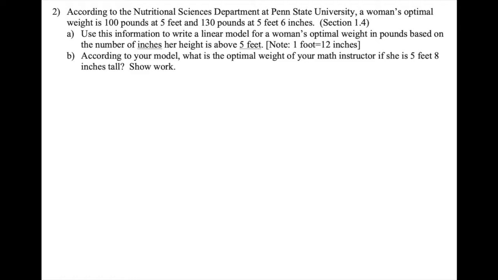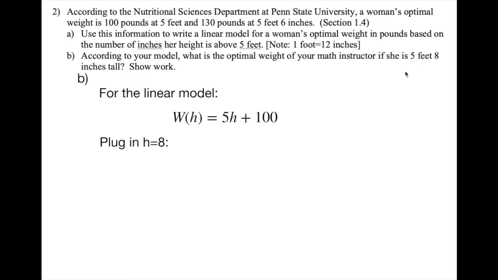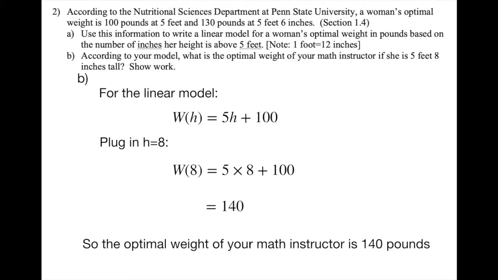Then part B: according to the model, what is the optimal weight of your math instructor if she is 5 feet 8 inches tall? According to the variable we defined, H becomes 8. So we plug H equal to 8 into our model. W of 8 becomes 5 times 8 plus 100, which is 140.